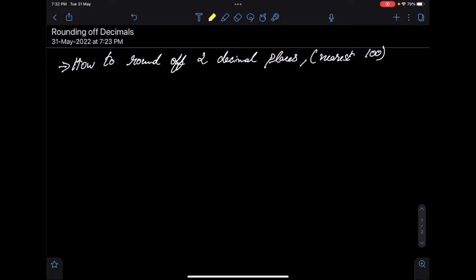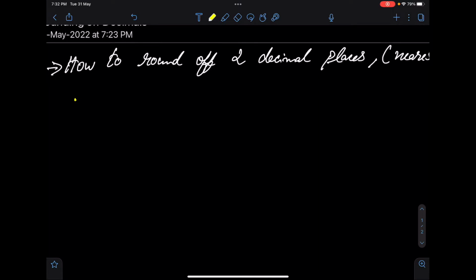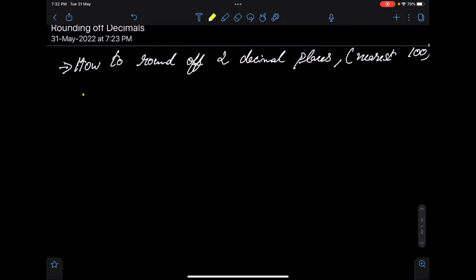Okay, here are a few examples. And by the way guys, I'm using Notability because it's easier to make a PDF out of this as compared to OneNote. So I will be using Notability from now on.